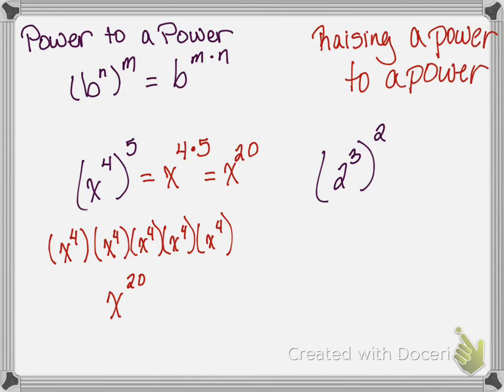You've got a power raised to another power. That is when you multiply. So if I've got 2 to the third, and I am raising 2 to the third to the second power, what would I have? Excellent. 2 to the sixth.